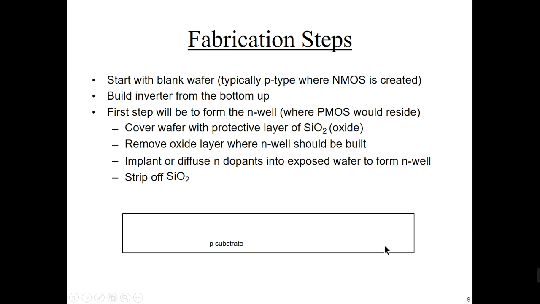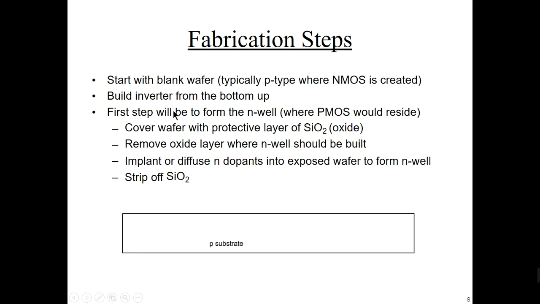Now we can enter into the fabrication process. The first step is selection of the substrate. Based on the type of process we are using for fabrication, the substrate will depend. If you are using the N-well process, definitely you have to consider a P substrate. Otherwise, if you are using the P-well process, definitely you have to use an N substrate. That is the base material for designing a transistor.